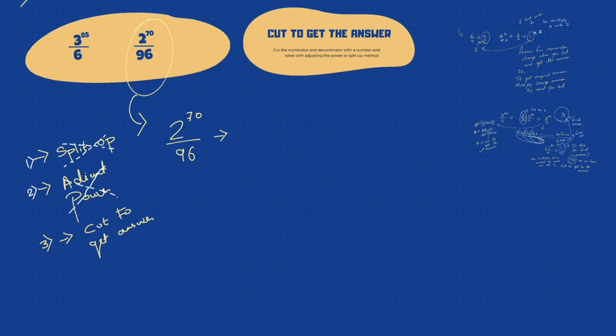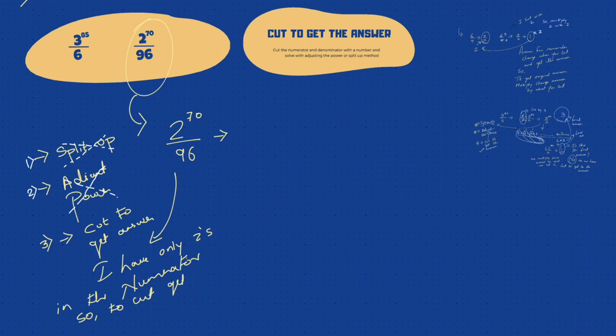But what will you cut with? All that you have in the numerator are 2's, which is 2 raised to 70. So I will take all the 2's of the denominator on one side, so that I can cut all those 2's and I can solve it by a split up or by adjusting the power. I can write this as 2 raised to 5, 32, into 3 is 96.